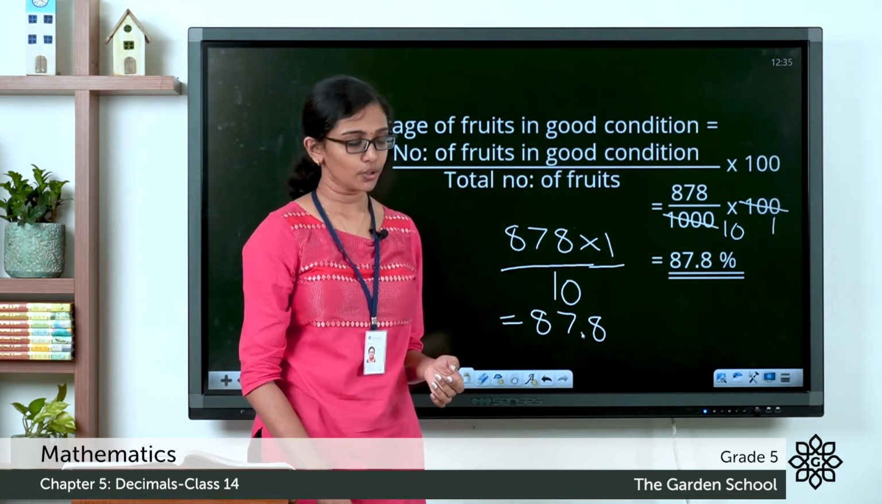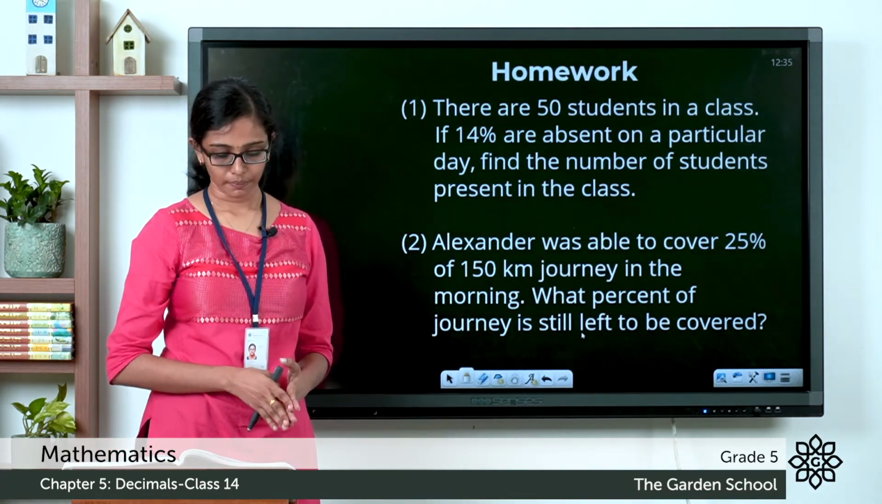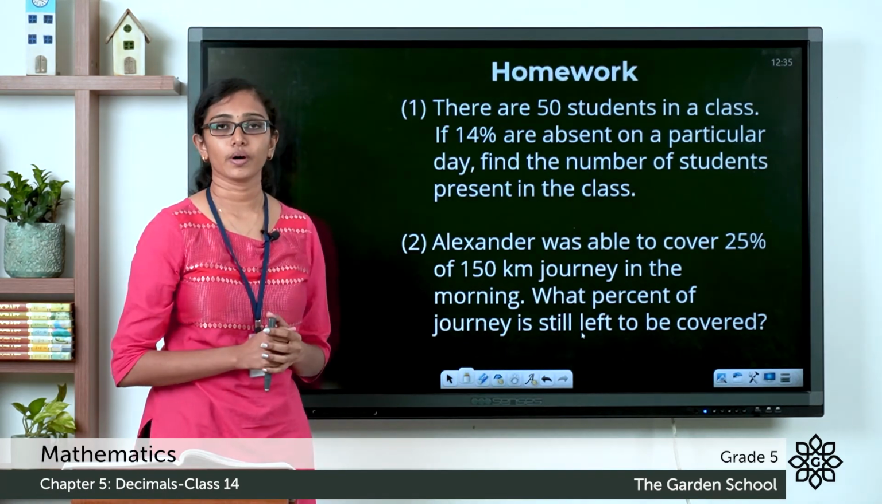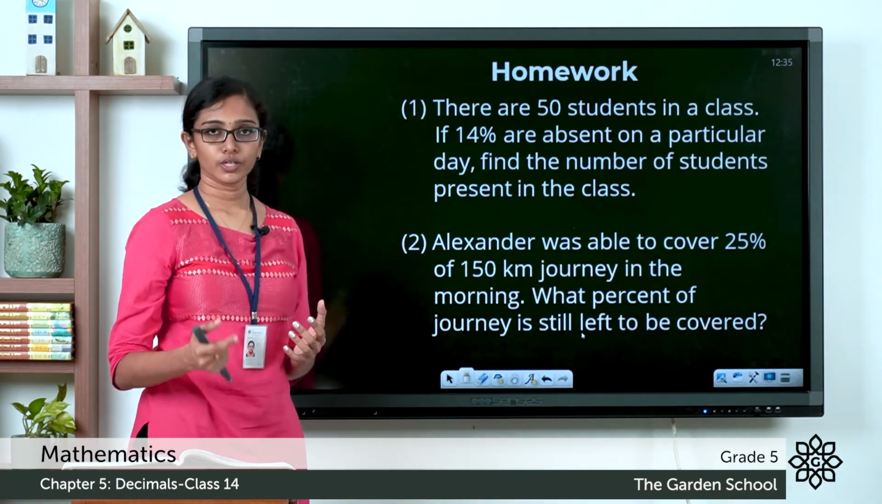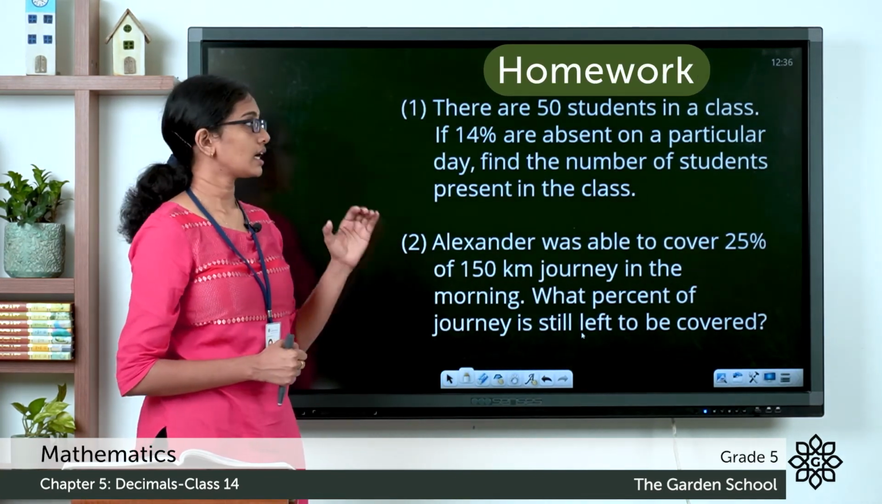Hope this is clear to you. Now children, you can go through the topic percentage in page number 98 of your textbook under the heading Enrich yourself. Now once you go through that, you can note down these two questions in your notebook as homework.